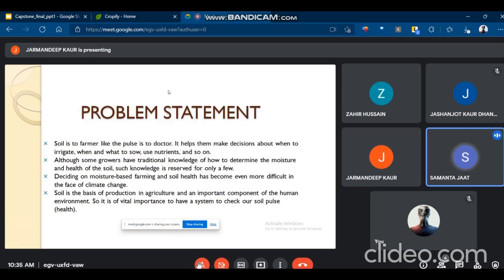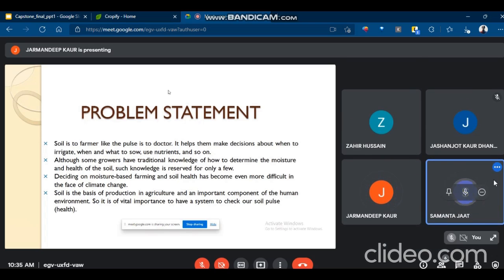I'll be talking about what we have done so far, what our project is all about. Like Jarman told you, our project is based on remote monitoring of soil using IoT. We have discovered that a lot of farmers have problems in the yield of the crop, so we are trying to help farmers. Some farmers have traditional knowledge of how to determine the moisture and health of the soil, but this knowledge is reserved to few. Not everyone is aware of it. So we'll be helping farmers to analyze the essential nutrients like temperature and moisture.